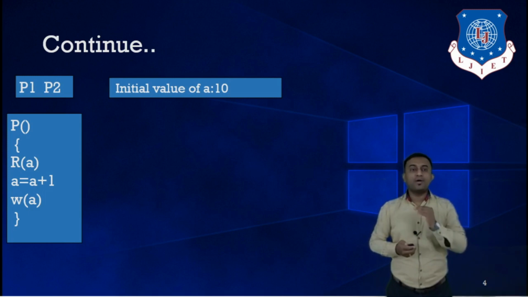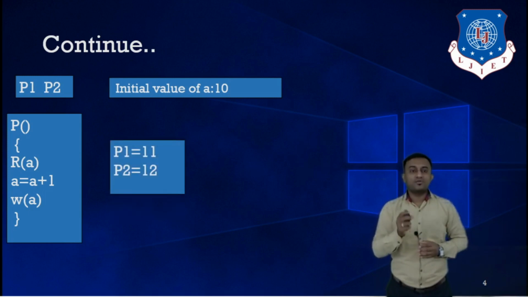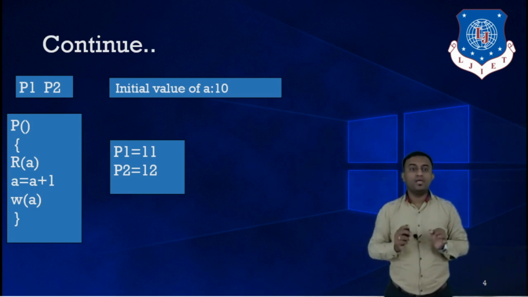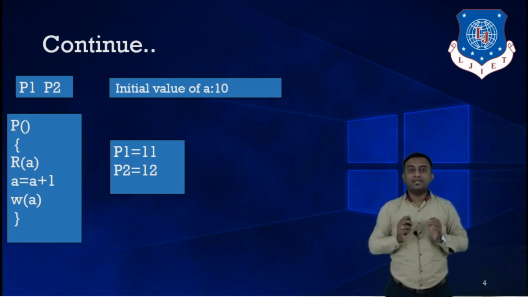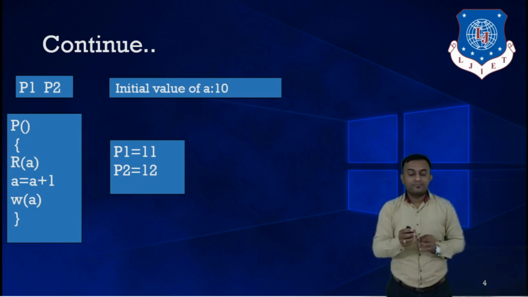If P1 is followed by P2, definitely P1 would be executed first. P1 will access this code and start its execution. It will fetch the initial value of A, which is 10. Then it will increment the value of A, so the value would now be 11, and 11 would be written in the memory. So if P1 is executed thoroughly first, the value of A after P1 would be 11. Once P1 completes its task, P2 starts its execution.